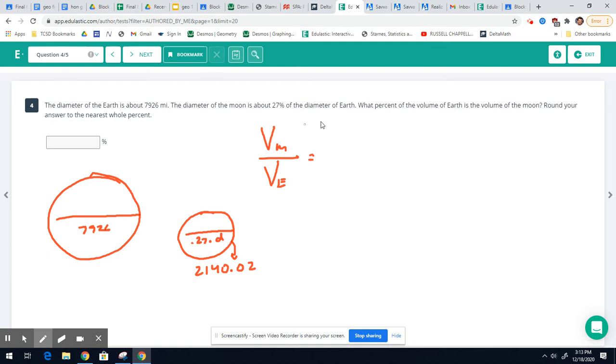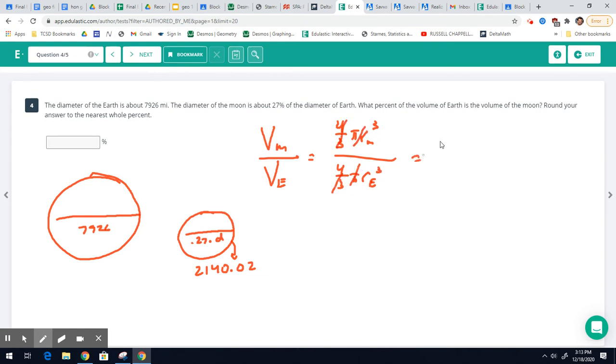Now, what is the volume formula for the moon? Well, it's 4/3 pi, the radius of the moon cubed. I'll put a little m for radius of the moon. And then the volume of Earth is 4/3 pi times the radius of Earth cubed. So if you notice top and bottom, what's exactly the same? 4/3 and pi. So now it's just the radius of the moon cubed divided by the radius of the Earth cubed. That's it.